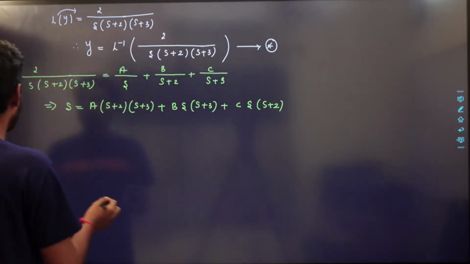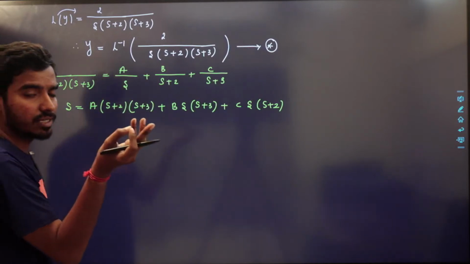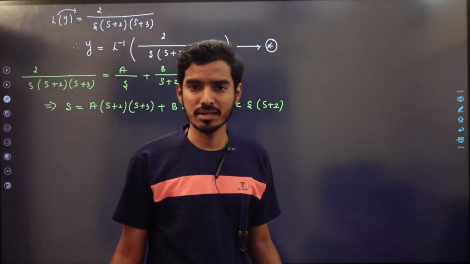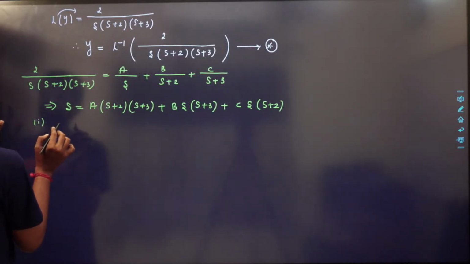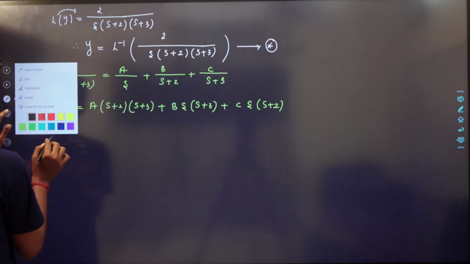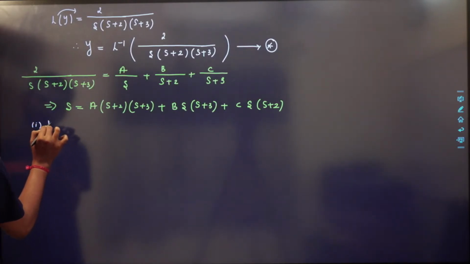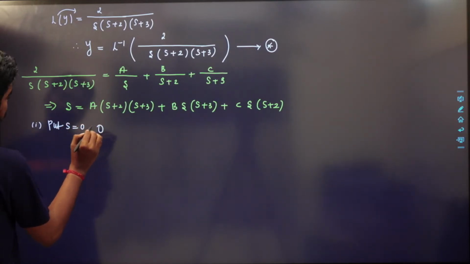So you need to find the values of A, B, C now. What are the three distinct roots? 0, minus 2 and minus 3. Just apply the values of those. So put s is equal to 0. If s is 0, we have 2.